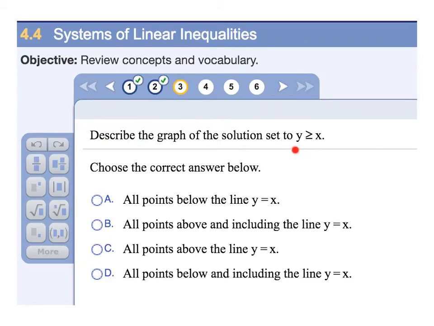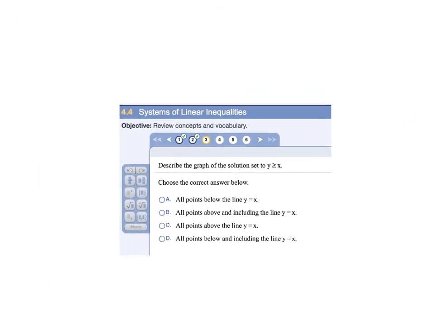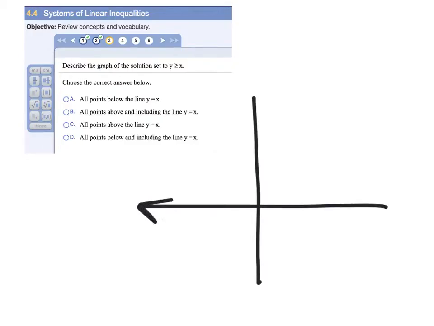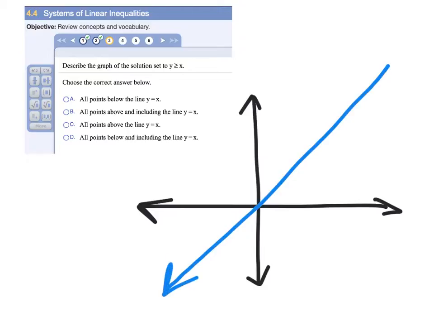So here we're supposed to describe the graph of y is greater than or equal to x. This is very similar to that last one. So we're going to have a graph. And the first thing we're going to do is graph y is equal to x, which is going to be this line right here. So that's our y is equal to x. Y is greater than or equal to x. And by the way, because it says or equal, that means it's got to be a solid line as opposed to a dashed line.